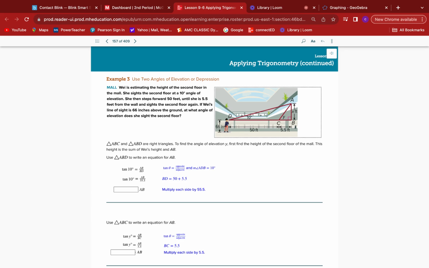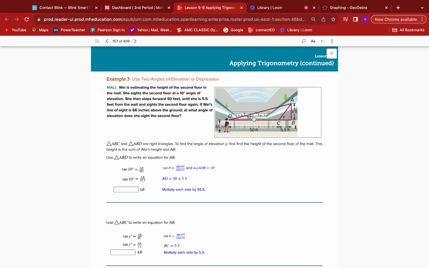All right, at what angle of elevation? So they're looking for Y. That's what they're looking for. They want angle Y right there. Okay, well, let's look at this triangle, ABC. And the only side I have is 5.5. So it looks like I've got to find another side of triangle ABC, which is going to be X, I would think, in order to use trigonometry to find the angle Y, which is the angle of elevation.